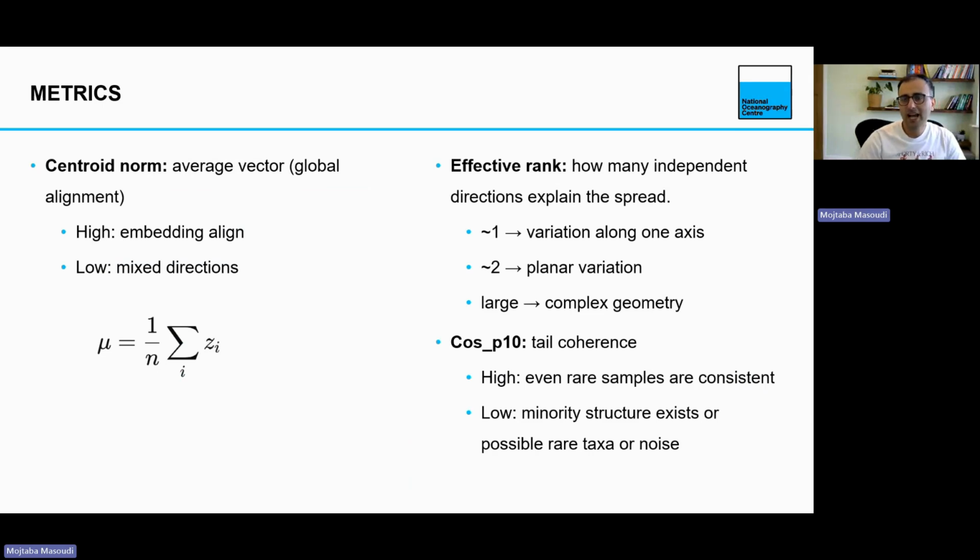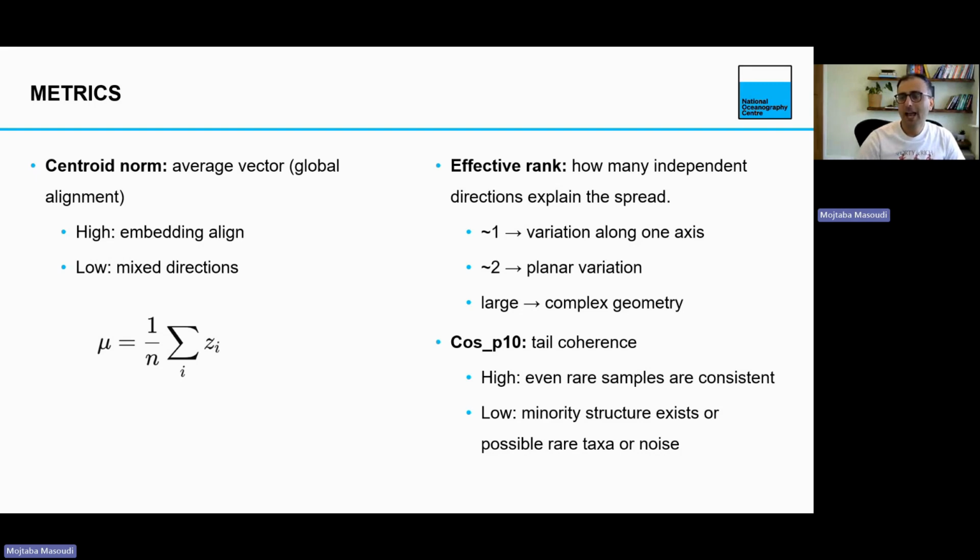The first thing was which way the average vector is pointing. So we calculate the centroid norm. If the centroid norm is high, it means all the embeddings in that deployment are aligned. If it's low, it means we have a mix of directions. The other metric was effective rank, which indicates how many independent directions we have. If we have a large value, it means we do have a complex geometry in our data.